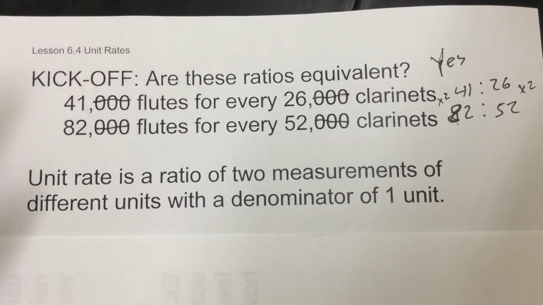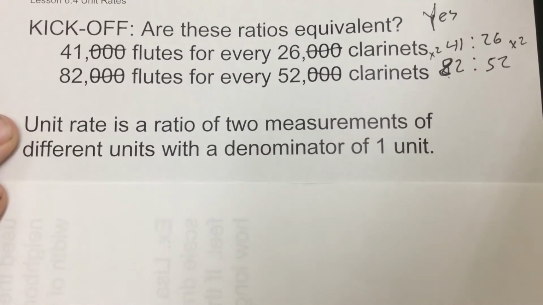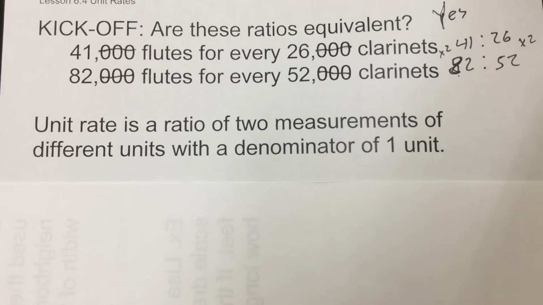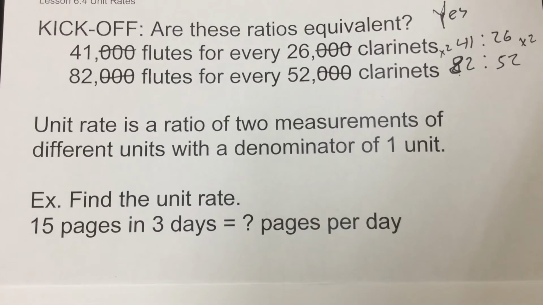Okay. So, unit rate. Unit rate is going to be a ratio of two measurements of different units with the denominator of 1 unit. So we're going to be like miles per hour, gallons per minute, feet per second. So it's per 1 unit at a time. So we're still using that ratio. We're dealing with measurements, but our second one is going to be per 1 unit of measurement. So all we got to do is take our first one divided by the second one.